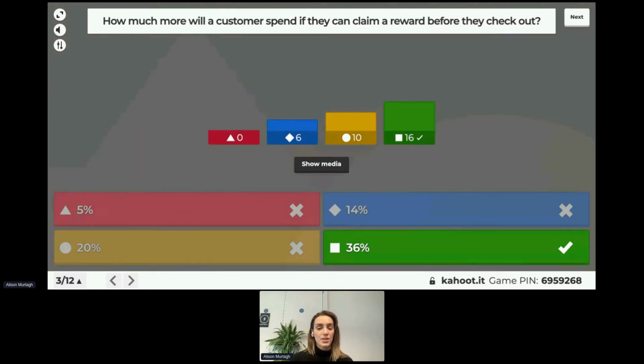This is why world-leading e-commerce brands are using in-cart rewards to deliver seamless loyalty experiences, and it makes it easier for customers to redeem rewards during the checkout process rather than afterwards. Well done, everybody. Let's see how the scores are looking.